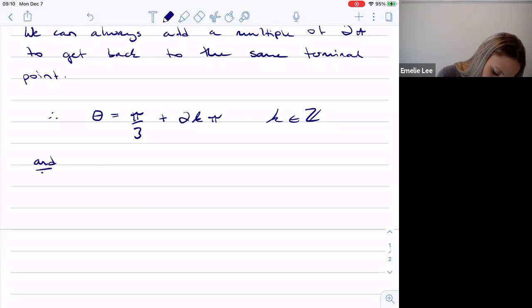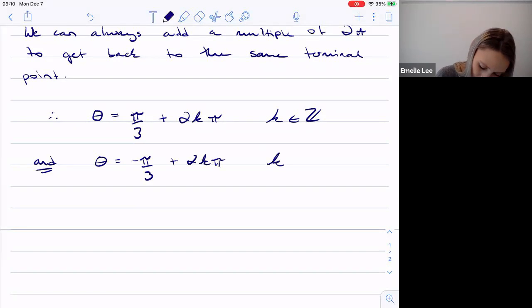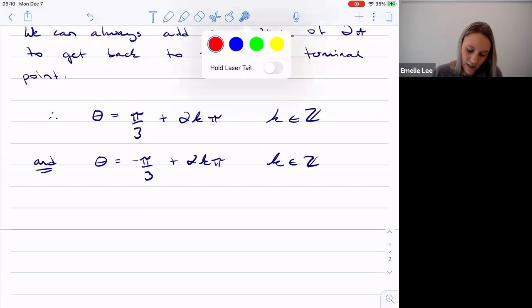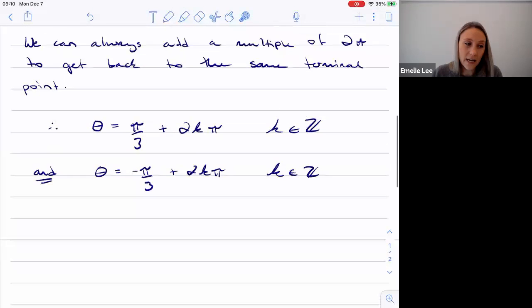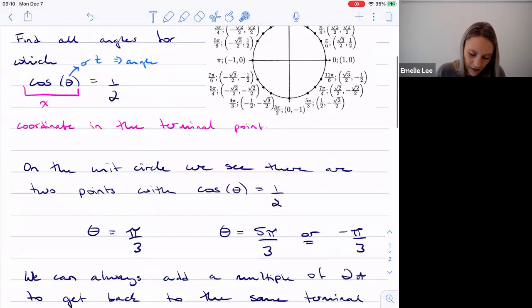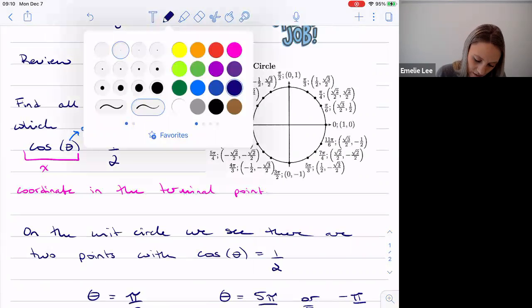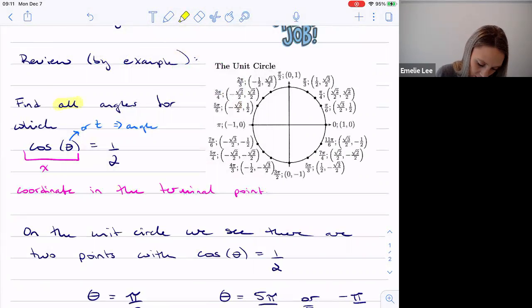And theta is negative pi over 3 plus 2k pi. Again, k is in the set of integers. Okay. So that's where we got to last day, right? And whenever it asks you for all the angles, right, here, find all angles, I'll just highlight that maybe. Find all angles for which the cosine of theta is 1/2.